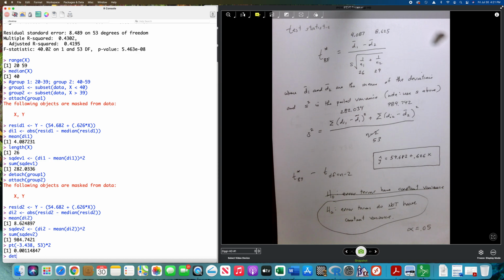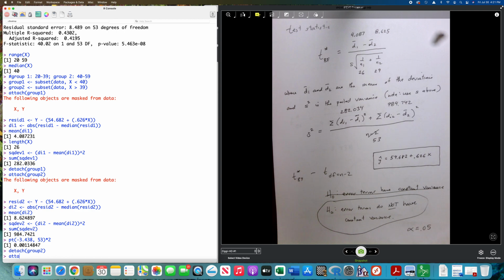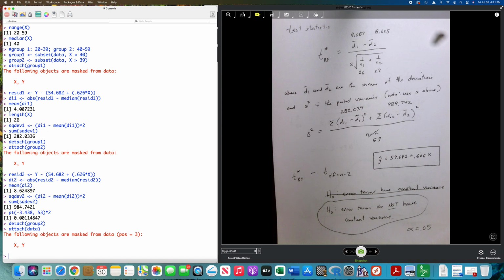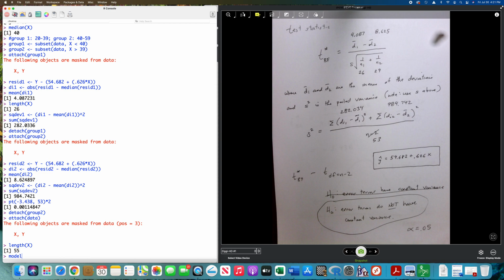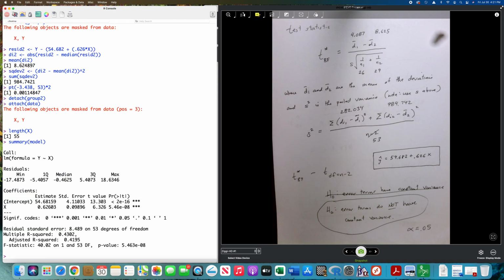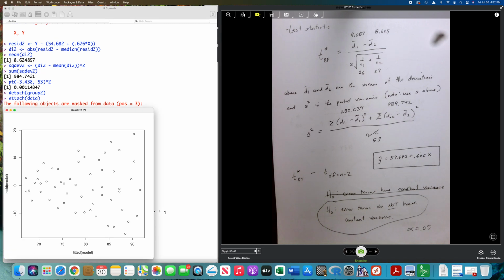Now let's go back, let's detach group number 2, and then let's go back and attach just our main data where we have everything. Let me just make sure everything's there, 55, yeah. So now let's create our model. Well, we've already done that, haven't we? Yeah. So let's just take a look at our plot of our fitted values over our model.